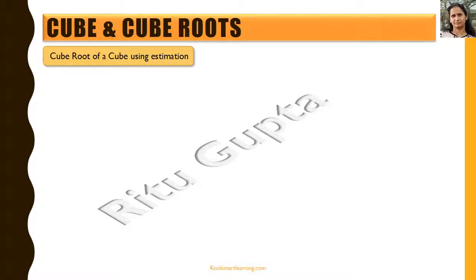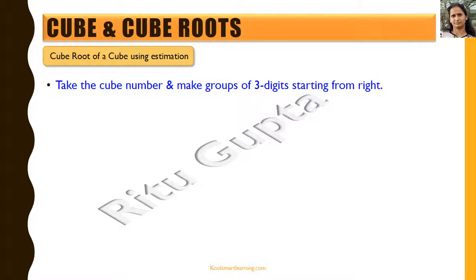Now we can find the cube roots of a cube using the estimation method also, and again, we use this method only for perfect cubes. We take the cube number and we make groups of 3 digits starting from the right, which means starting from the units place.